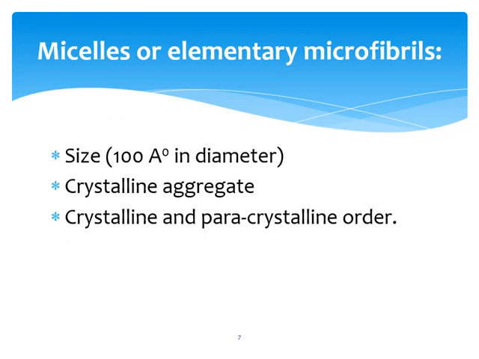Basically the micelles or the elementary microfibrils are crystalline aggregates of cellulose molecules, and these micelles are individual units. Each micelle is composed of 14 cellulose molecules, and most of them are arranged in crystalline order. It means it is composed of crystals, and only a small part is arranged randomly to form a paracrystalline structure. A short range of crystal arrangement is referred to as paracrystalline order.